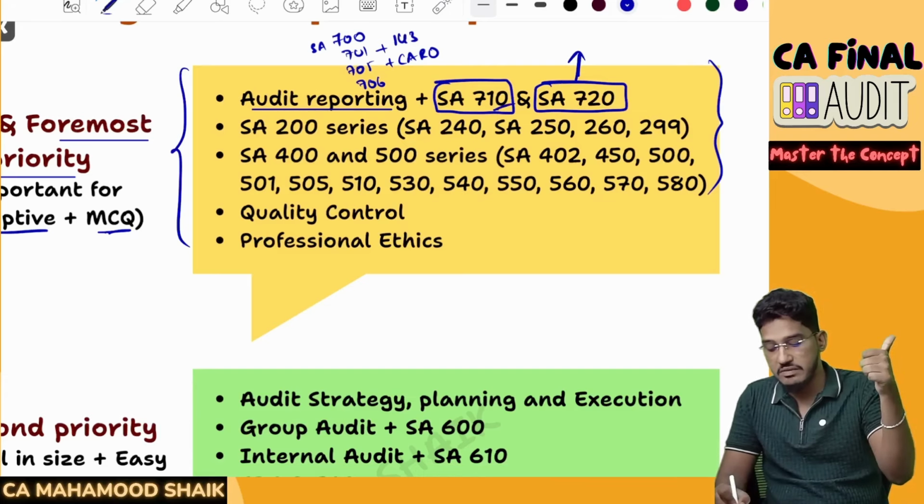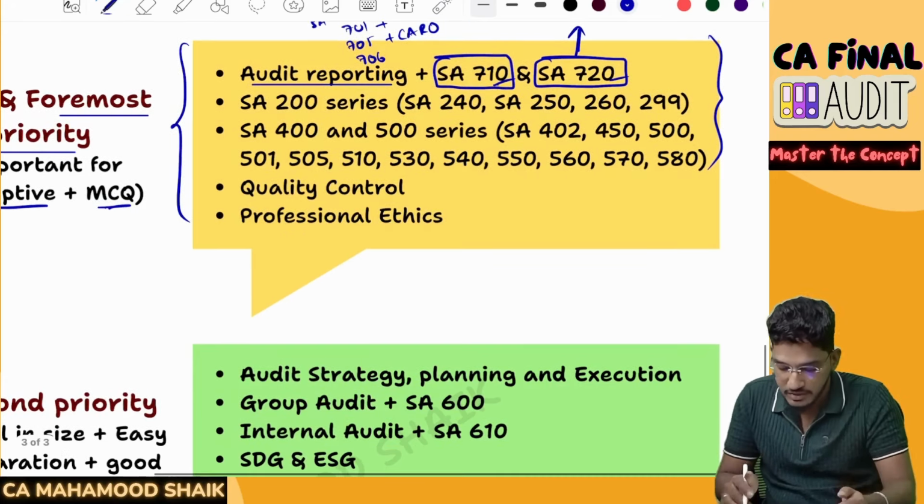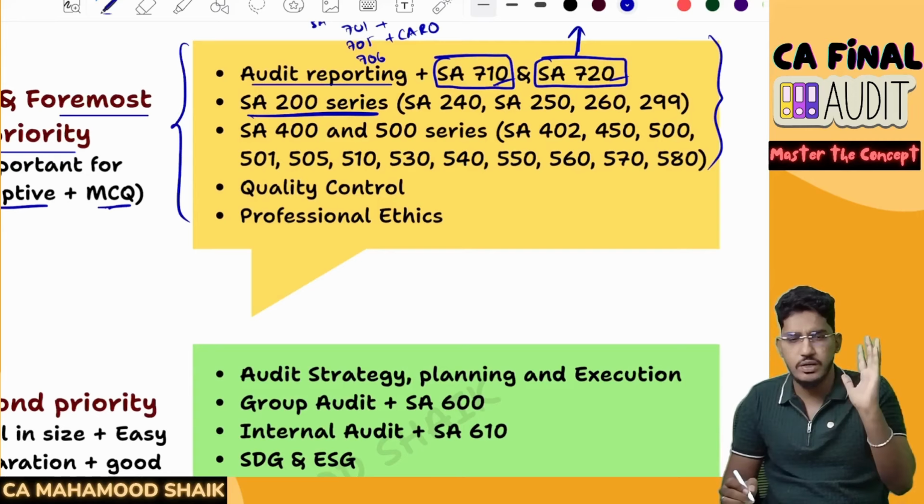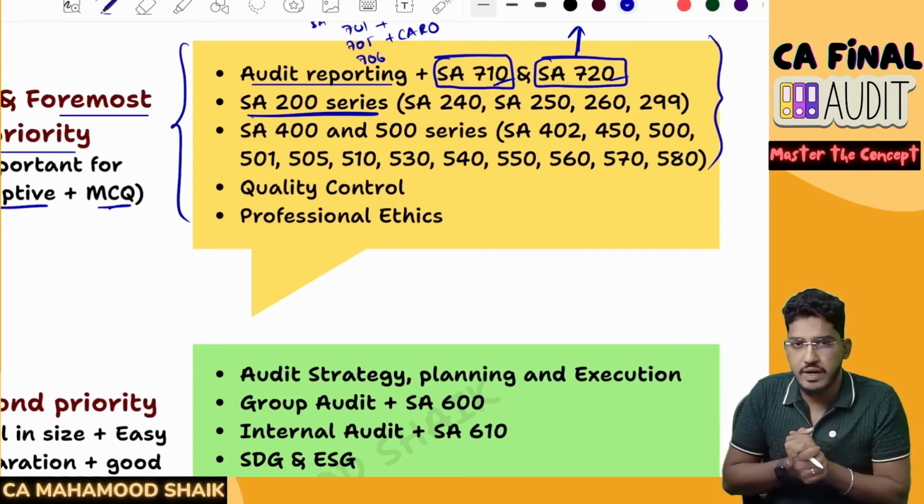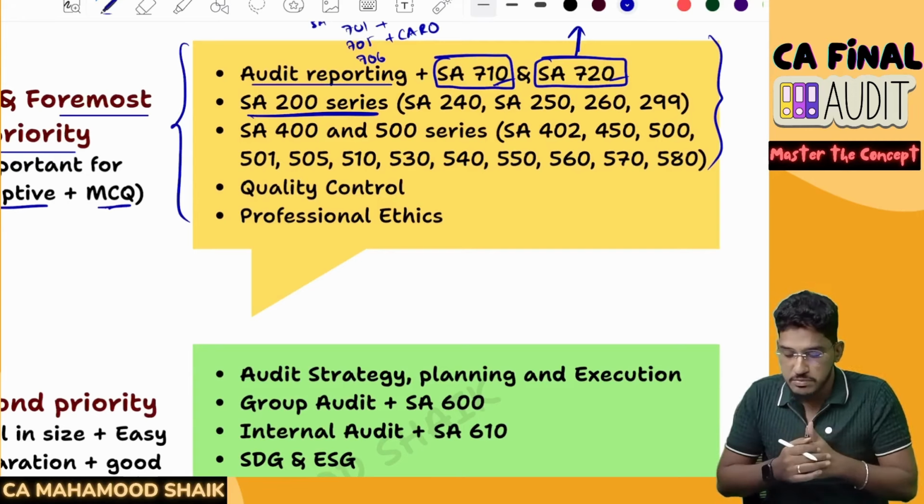Audit reporting along with SA 710 and SA 720. Then we have the SA 200 series. Pick the 200 series. You will be able to find a compulsory question from the 200 series. Sir, which are the standards from the 200 series?